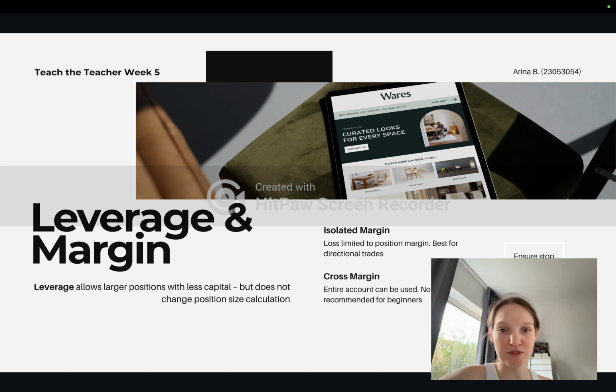The advantage of using this kind of margin is the fact that the person can predetermine the amount of money he or she would lose when doing the trade, unlike the cross margin. The cross margin could theoretically drain the whole account, and it's extremely risky, and for that reason it is not a recommended tool for beginners to use. And always stop loss triggers should be ensured before liquidation.